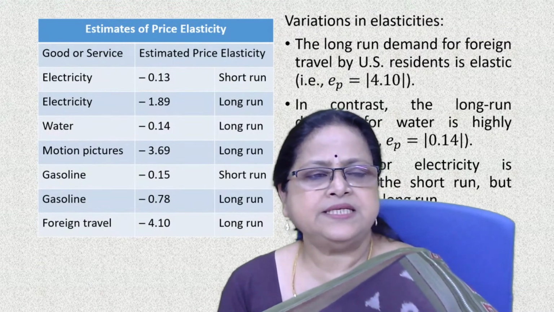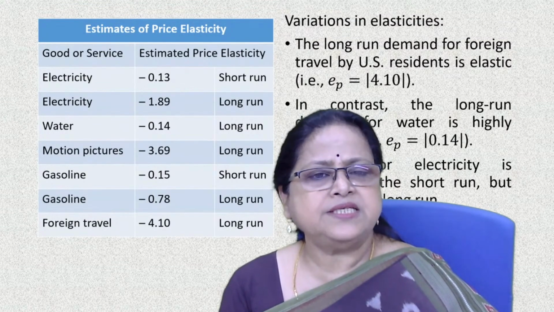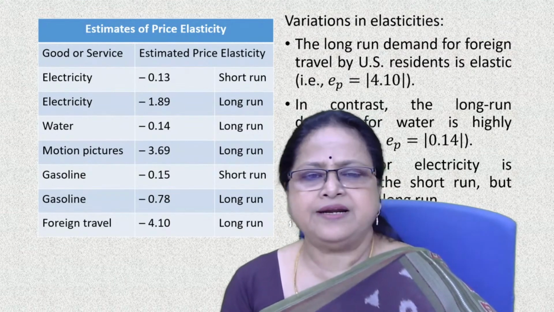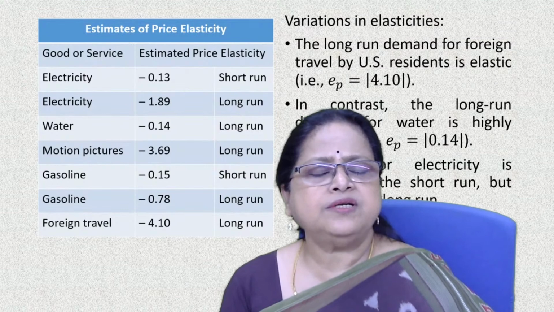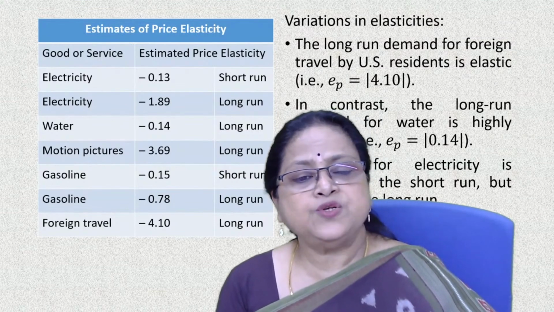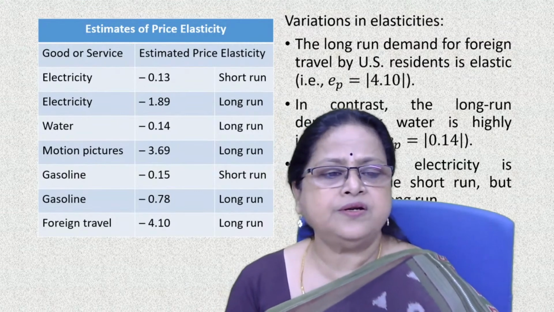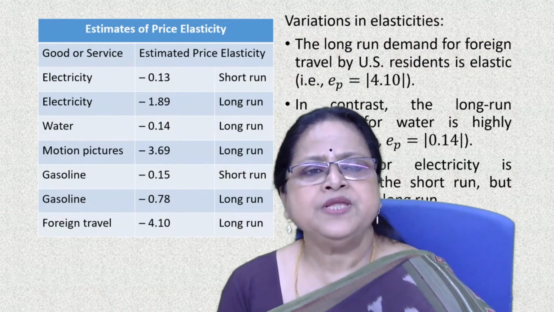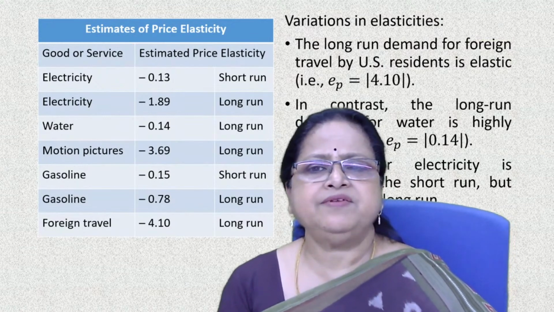Estimates of price elasticity for goods or services: electricity, water, motion pictures, gasoline, and foreign travel. Electricity in the short run and in the long run, motion pictures, water, and gasoline in the short run as well as the long run. Foreign travel is a long run thing. Motion picture is a long run thing. So estimated price elasticities are given like that.